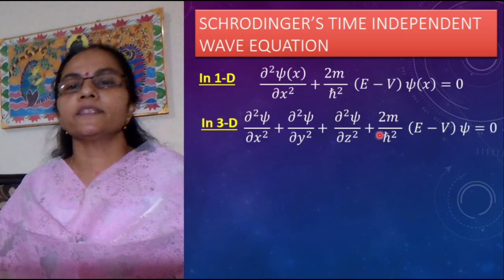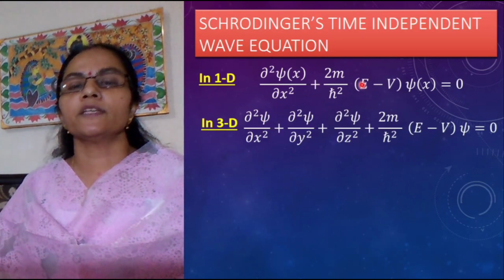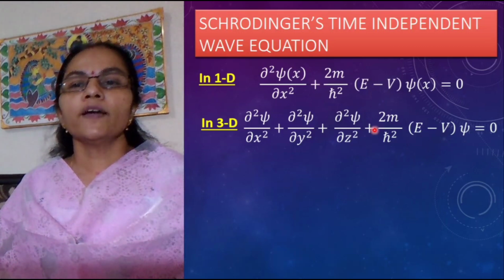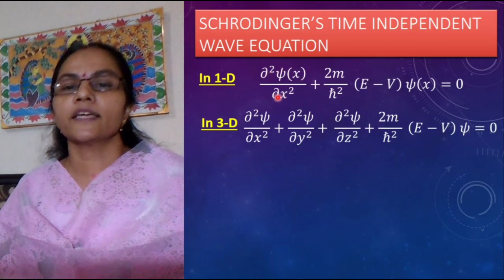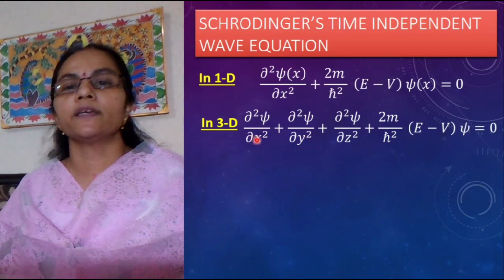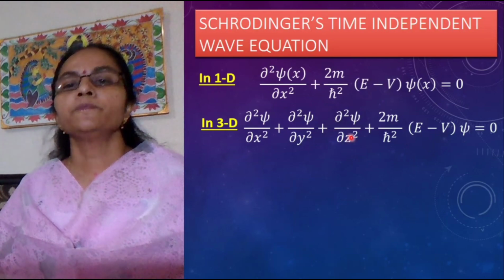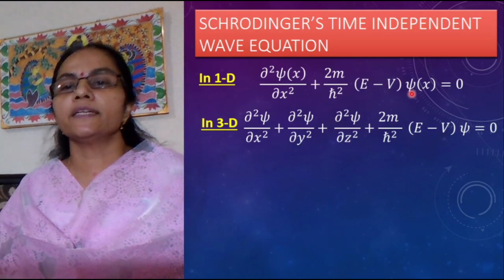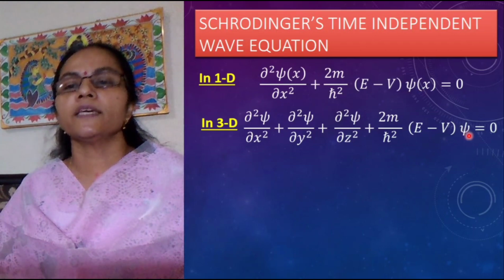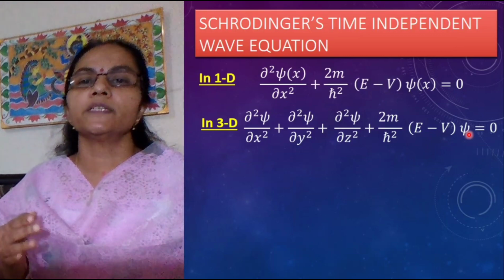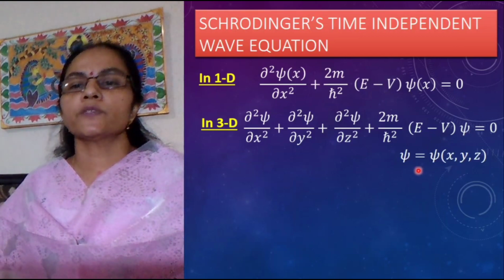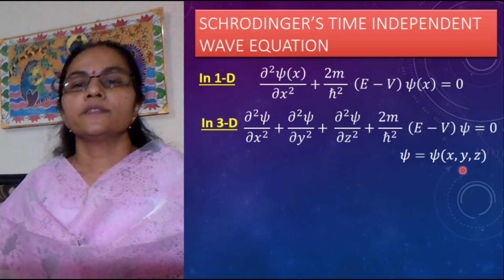So this is the extension of this 1 dimensional equation into 3 dimensions. What I have done is just taken the second derivative of the spatial part in all the 3 directions, that is del square psi by del x square plus del square psi by del y square plus del square psi by del z square, and this term will be as it is, and this psi of x is replaced by psi, where psi is described in terms of the 3 coordinates x, y and z. So psi is equal to psi of x, y, z.